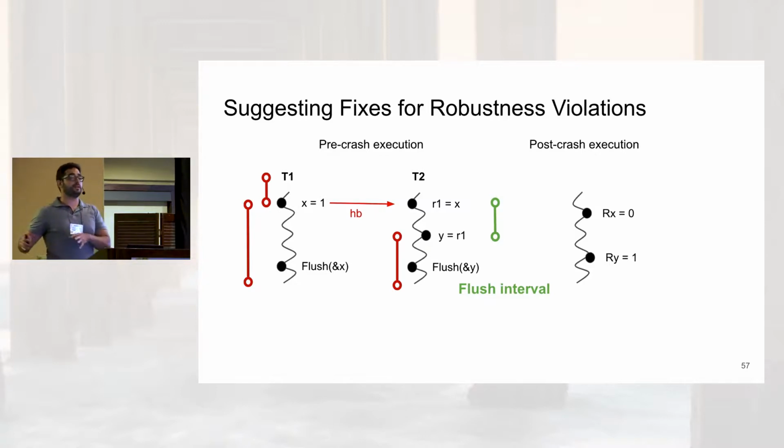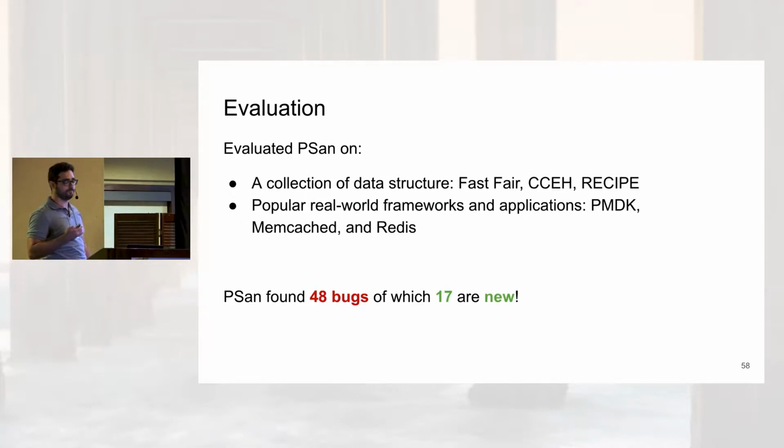In each of the other threads, the flush interval starts from the first operation that happens after x equal 1 for this example and continues until the beginning of the thread's constraint. The alternative flush interval is shown in green, which means that we need to insert a flush in T2 after reading from variable x and before the store to y.